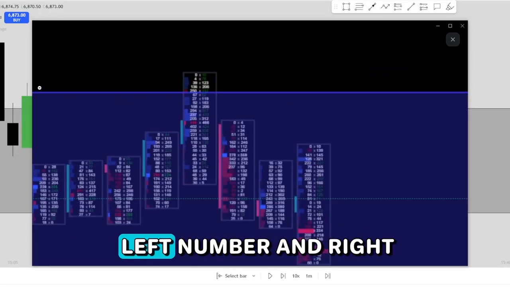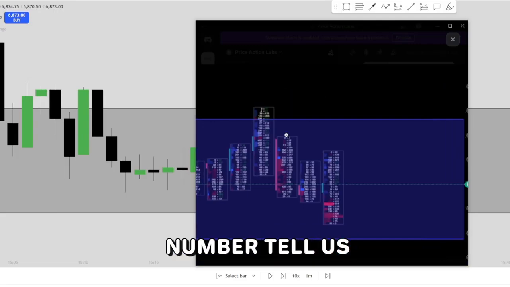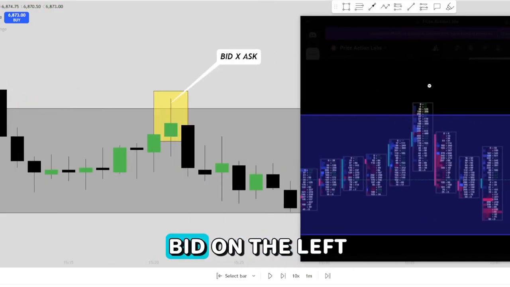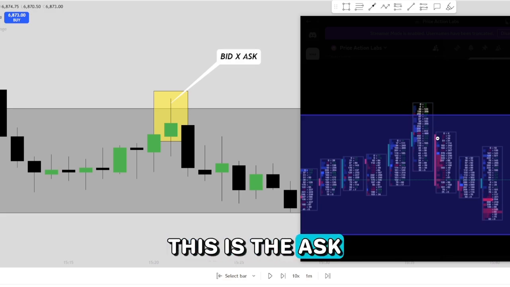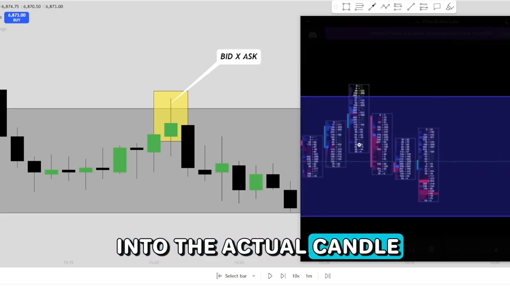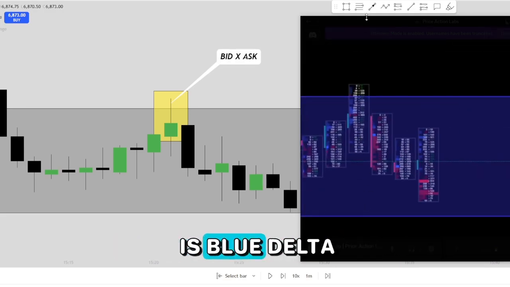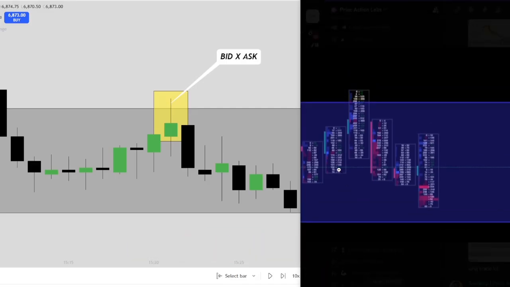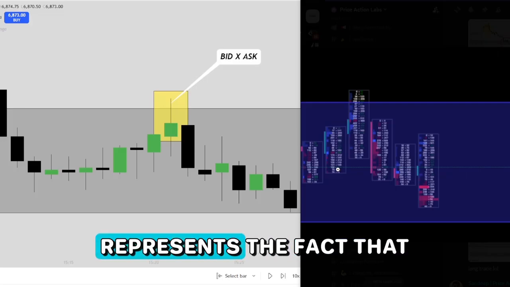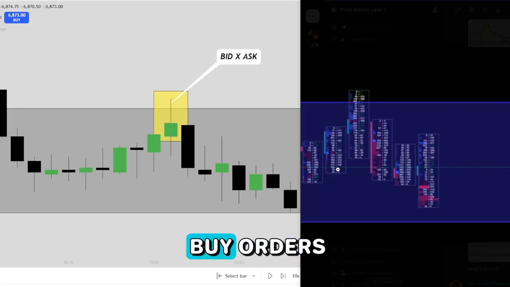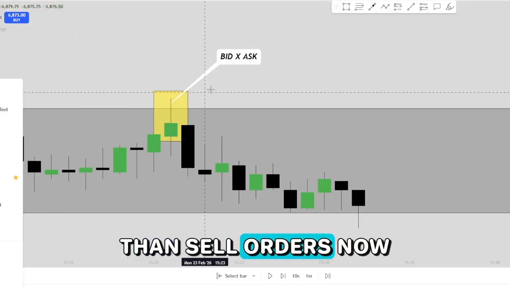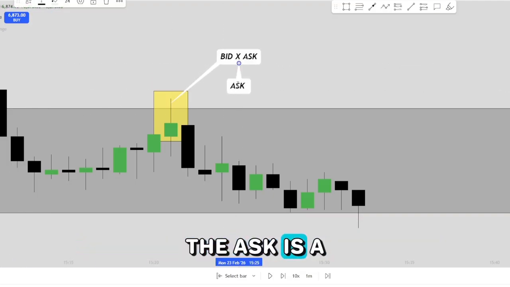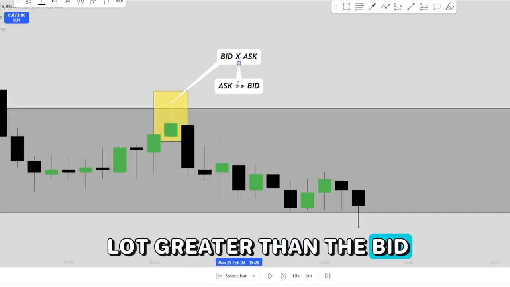So what does this left number and right number tell us? It tells us the bid and the ask respectively, right? This is the bid on the left hand side, this is the ask. Now, when we zoom into the actual candle, what it shows us is blue delta. What does this blue delta represent? This blue delta represents the fact that there are more aggressive buy orders than sell orders. Specifically, what this means is that the ask is a lot greater than the bid.